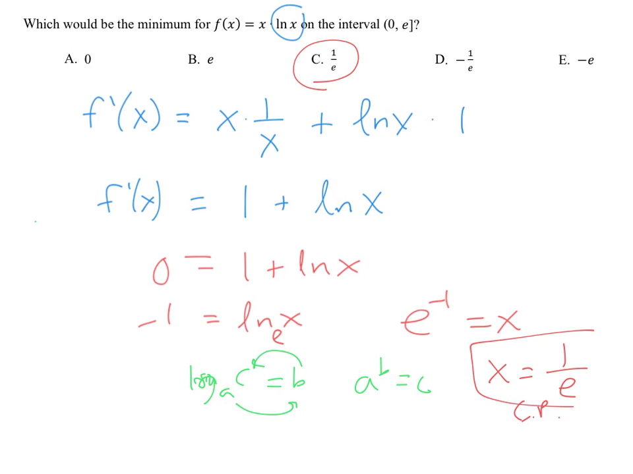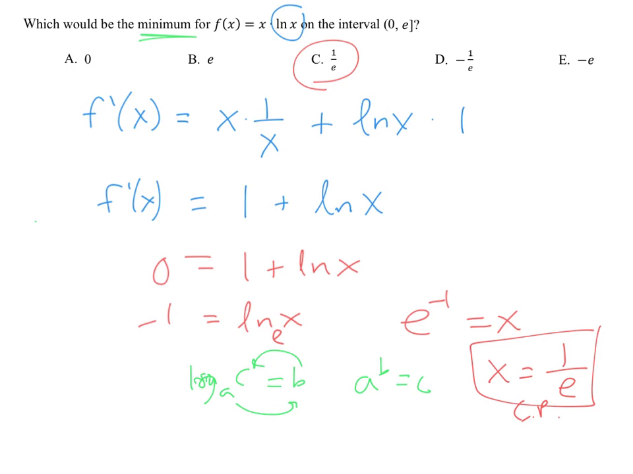Now, the real issue, and that's important, but the real issue is even if that ends up being the point at which there is a minimum, the question is asking the minimum value. They're asking for the y value. So if they say where does the minimum occur, then they would be looking for 1 over e possibly. But the question is asking not where does the minimum occur, but what is the minimum value, which implies we're looking for a y value.